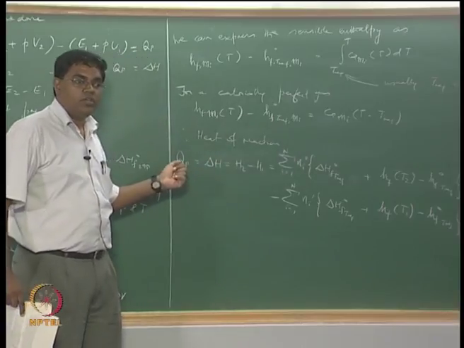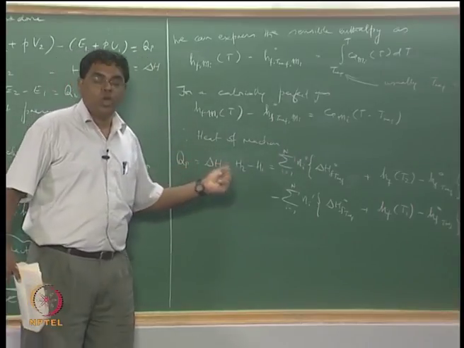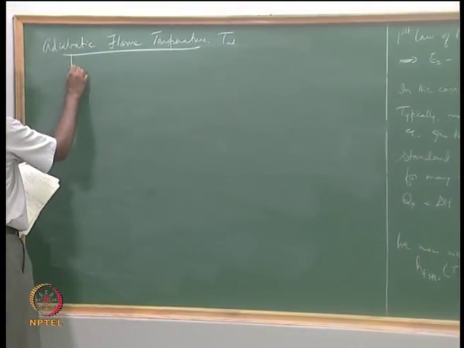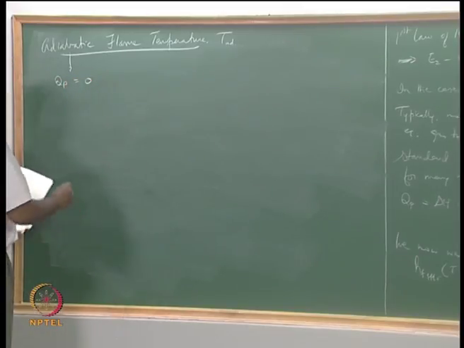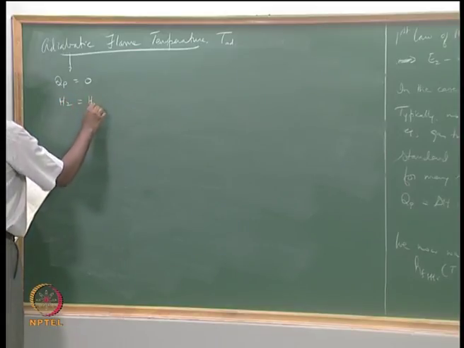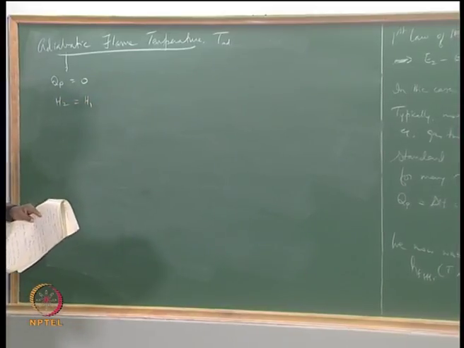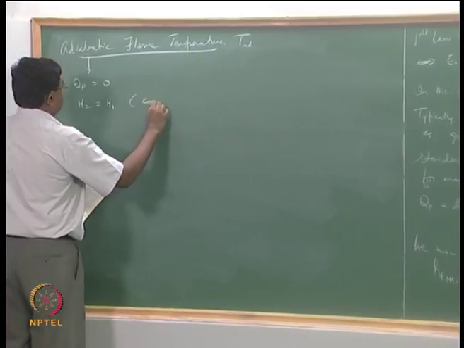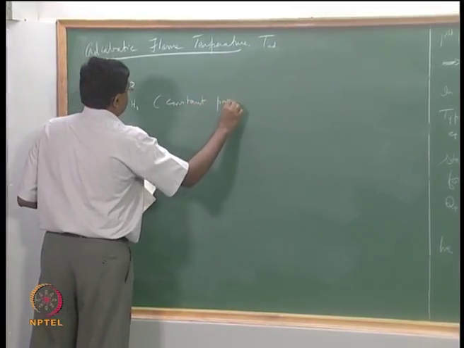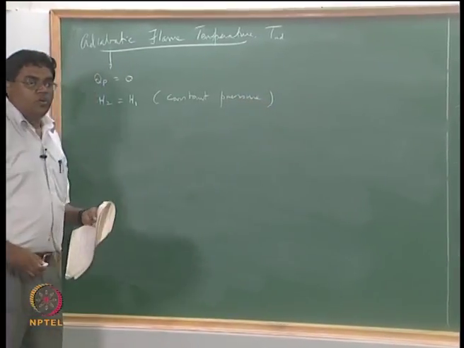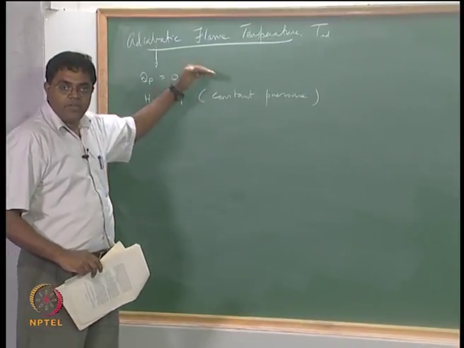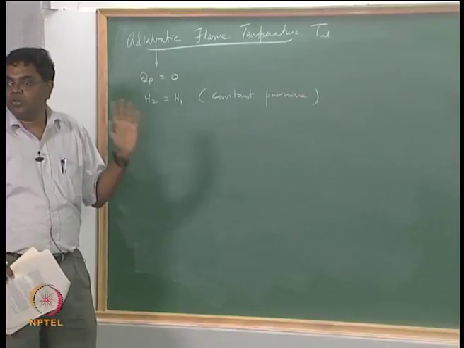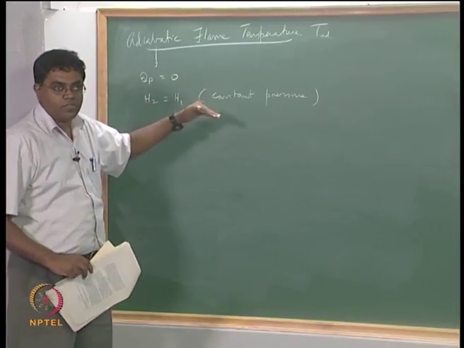So what about QP? QP is taken as 0. So the starting point for us is to take QP equal to 0. Adiabatic simply means QP equal to 0, right? That means H2 is equal to H1, right? And when we say H2 equal to H1, the implicit assumption is constant pressure, okay. So if somebody doesn't mention constant pressure and talks about adiabatic flame temperature, it's implicitly assumed that you're hearing about the constant pressure process, okay.